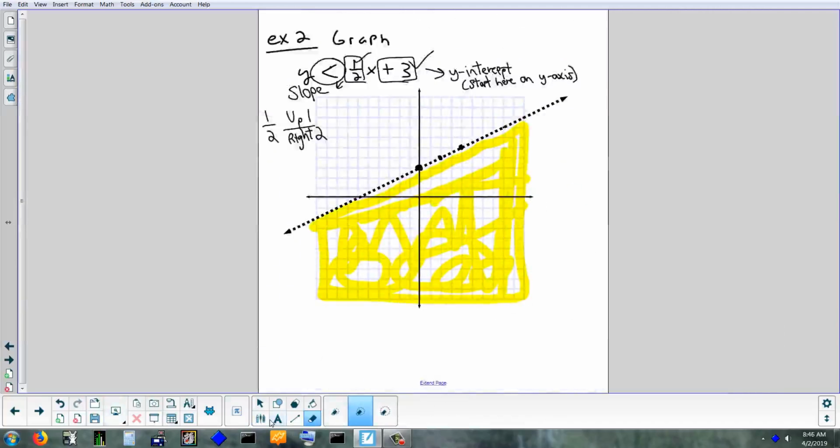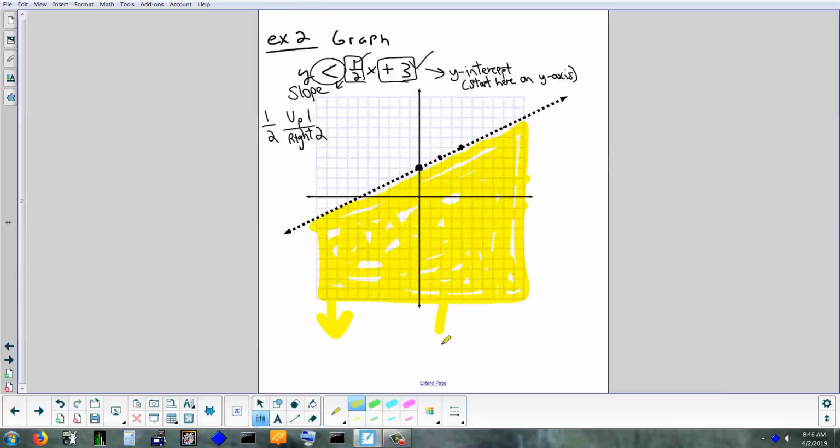What does that mean? It means any coordinate in this shaded area could be a solution to this inequality. And remember, we're only seeing a portion of this coordinate grid. This coordinate grid goes on forever. That's why Mr. Hager said it's an infinite number of solutions. But nothing up here would work.